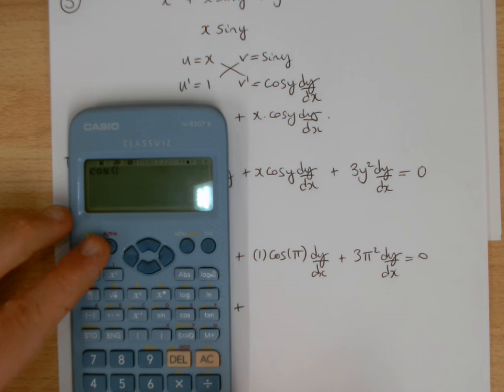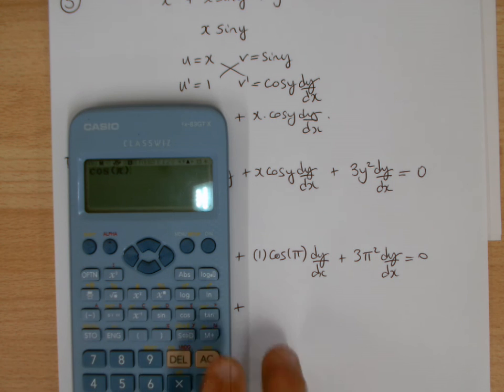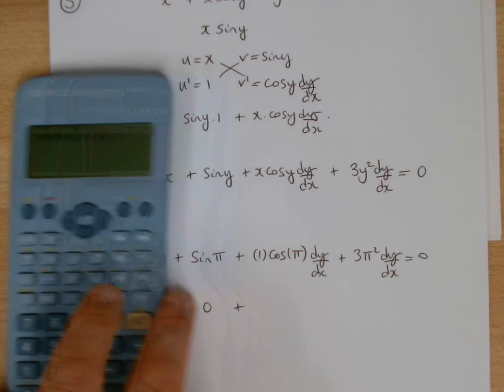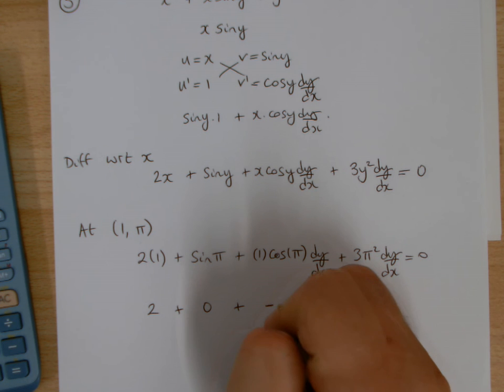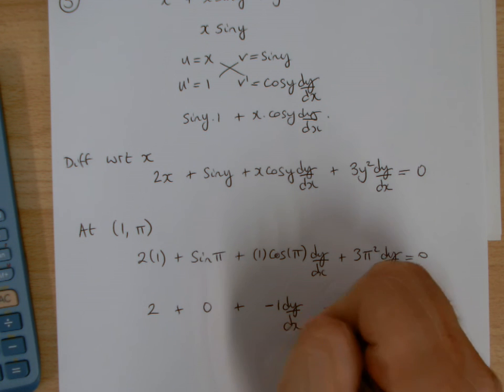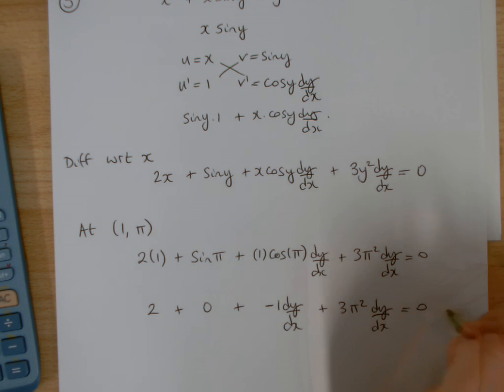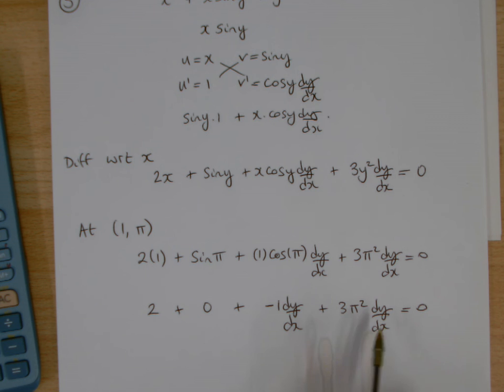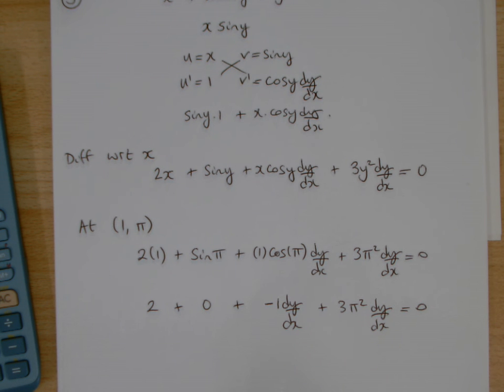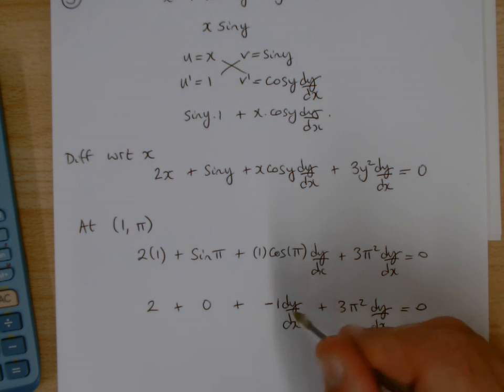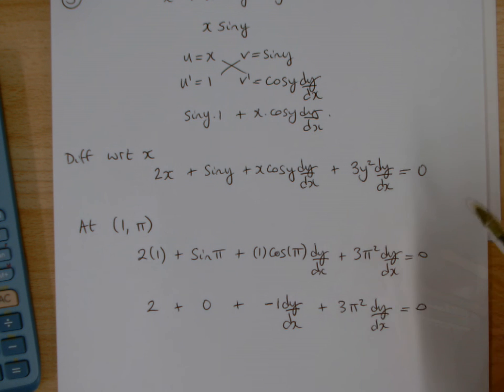So you get 2 here, plus 0, plus cos pi. Cos 180, let's check that, will be minus 1. You can always check that on your calculator. So you've got minus 1 times dy/dx, plus 3 pi squared dy/dx equals 0. So you've got the same situation now, where you've got 2 terms of dy/dx. However, you can't put them together, you can't do minus 1 plus 3 pi squared.